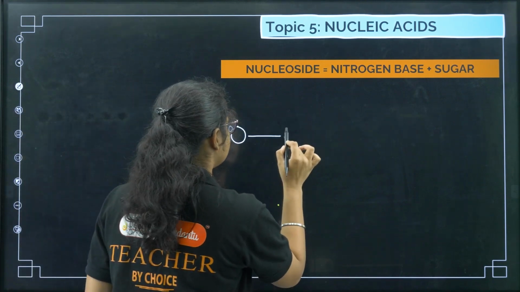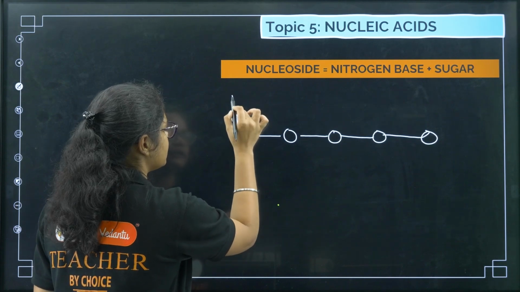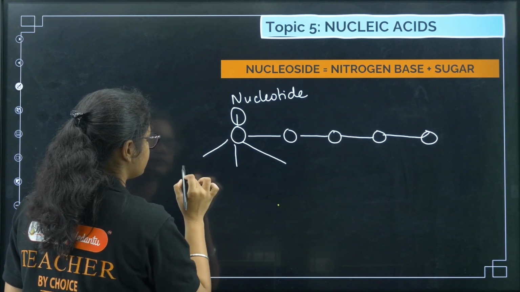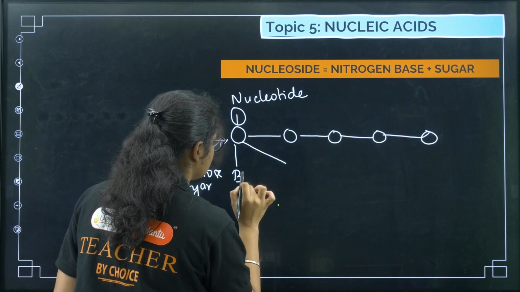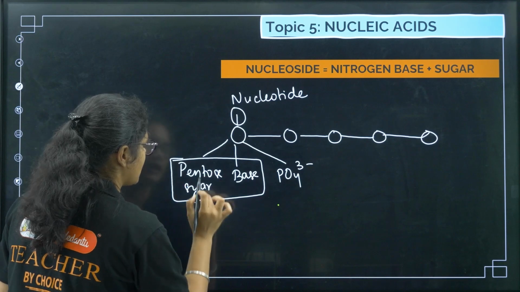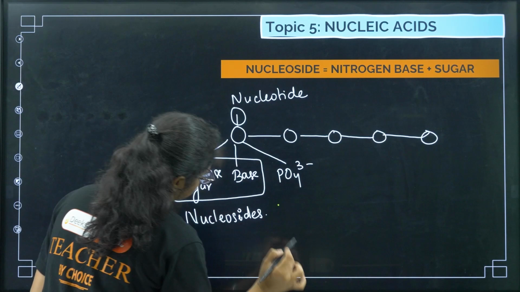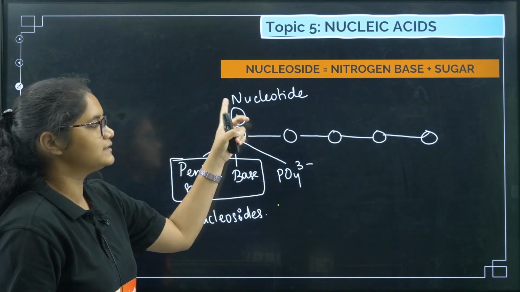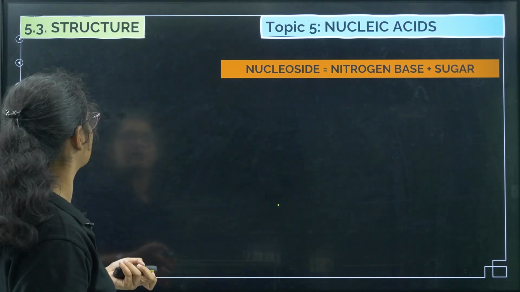Now again if I draw and show you, this is a nucleic acid. One unit of this nucleic acid is called what? Nucleotide. Nucleotide has 3 parts: pentose sugar, then you have base and then phosphate ion. Now these 2 units are called nucleosides. Addition of these 2 units alone is called nucleoside. Nucleoside plus phosphate, you can say nucleotide. Clear?